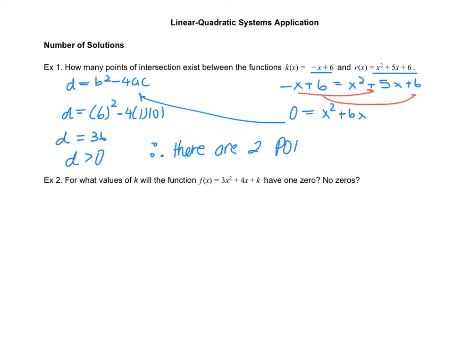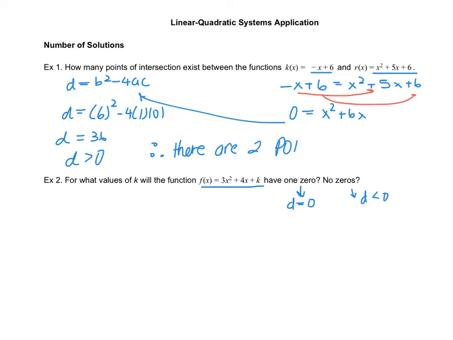All right, now let's do the application side. For what values of k will the function f of x equals 3x squared plus 4x plus k have 1 zero or no zeros? Here we're not actually creating a system with a line. We just want to figure out the value of k so that we have 1 zero or none. If we have 1 zero only, so one x-intercept, that means our discriminant must be equal to 0. If we don't want any x-intercepts, that means that our discriminant should be less than 0 because we can't square root a negative number. So I'm going to start off with 1 zero.